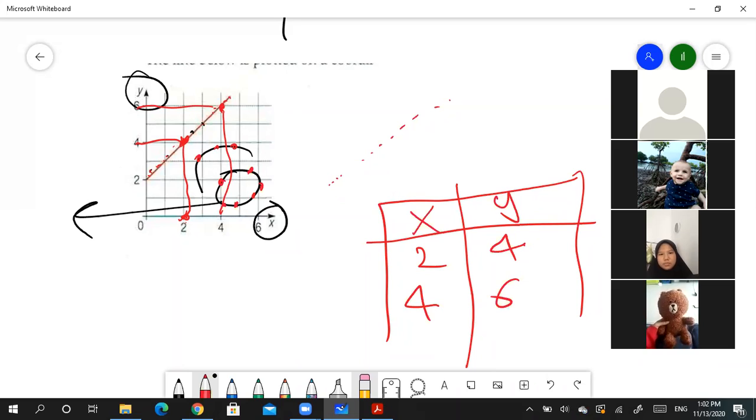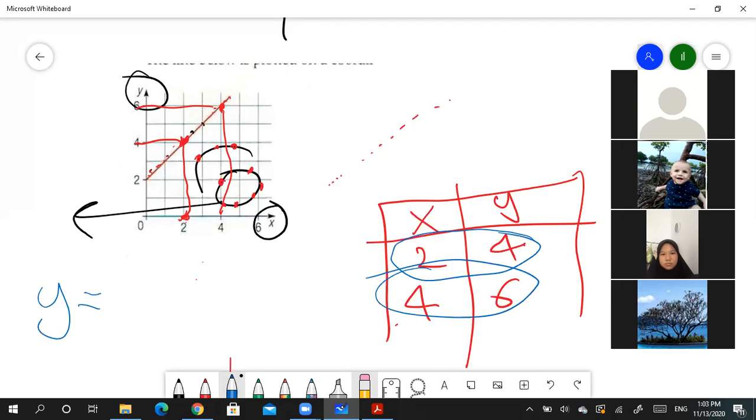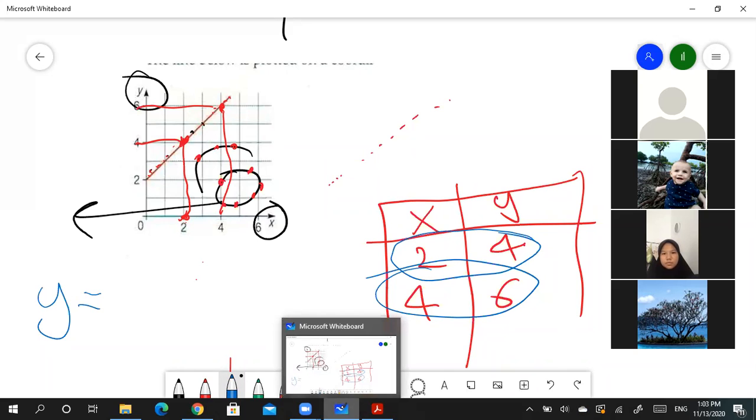Now 4 is x and 6 is y. The value of this point on x is 4, and the value of this point on y equals 6. Now can we figure out the equation of the line? Yes, y will be equal to what? What is the relationship between x and y? Y is 2 more than x. Yes, right? So plus 2.